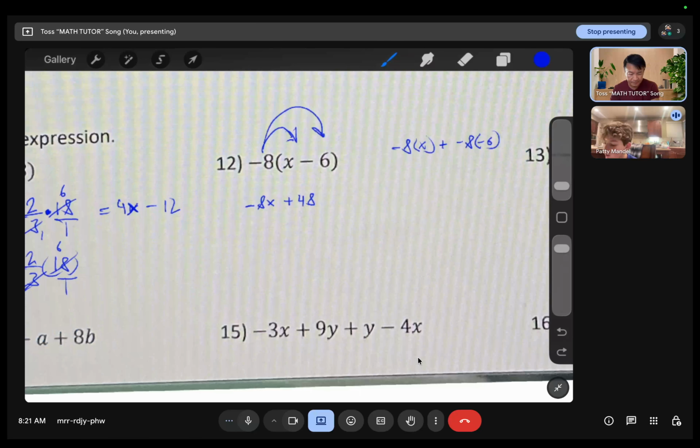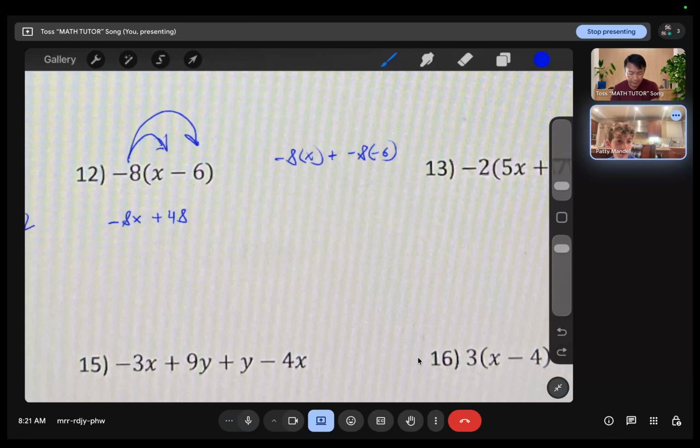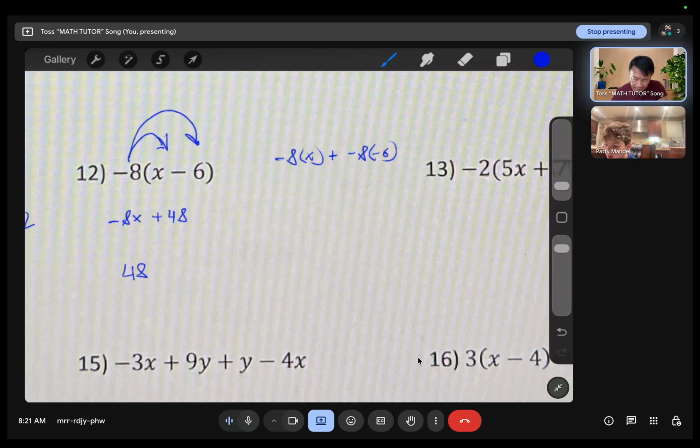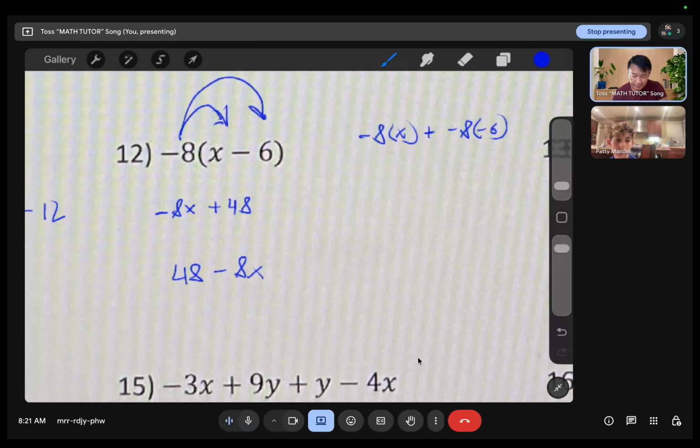Couldn't you also do 48 minus 8x? Yes. Okay. Good point here. Yes, exactly. You can do 48 minus 8x. Now, the reason why this one is not in that order is because you start with 8 and then you go at it from left to right. That's why this looks like what most students would write as the answer.